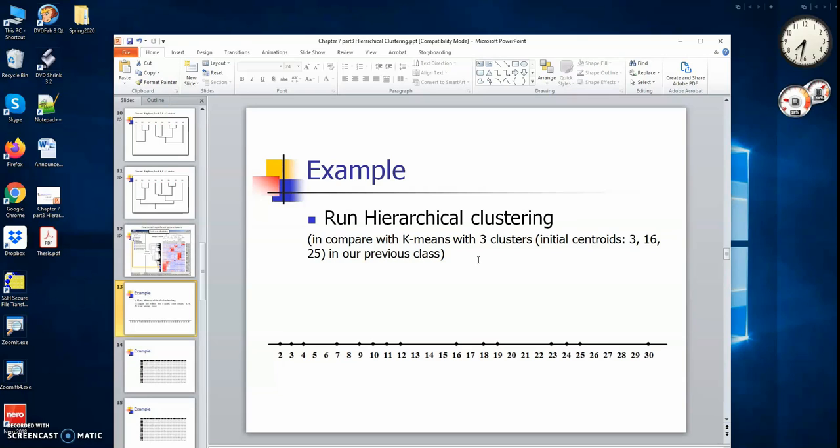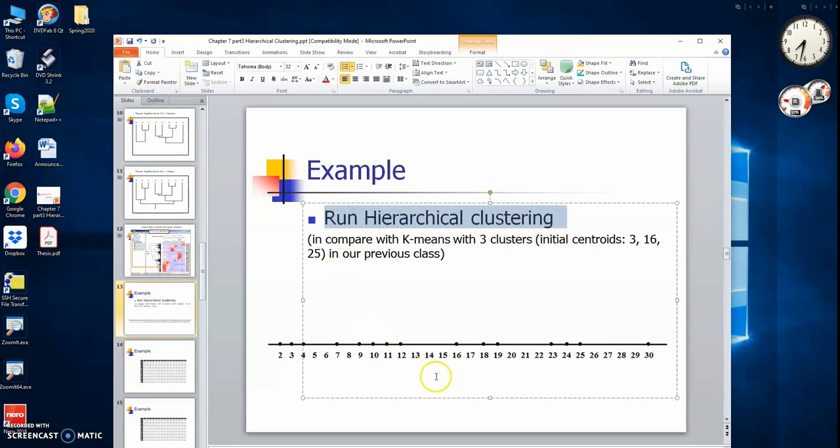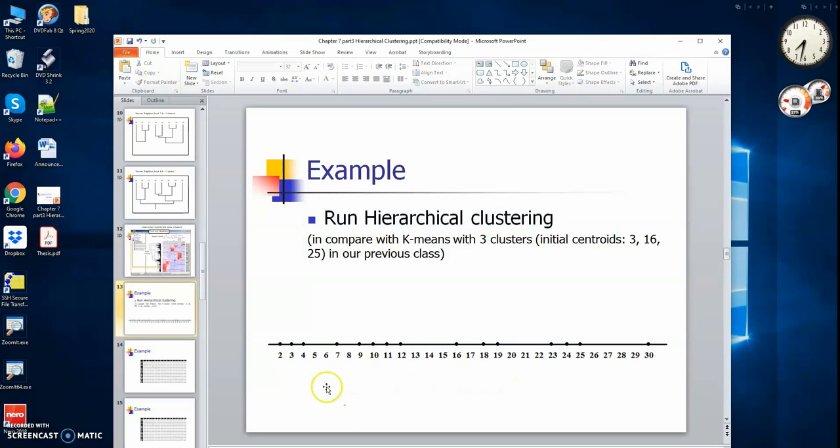Now, I want you to use the same data set, bring out your pen and paper, and work on this data set. First of all, think about what the hierarchical clustering result will look like using your human mind. After you do that, I also want you to think about how a computer, when you write a program, would create the hierarchical clustering based on this data set.